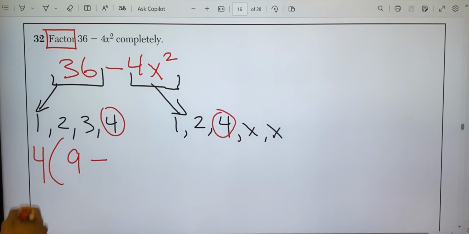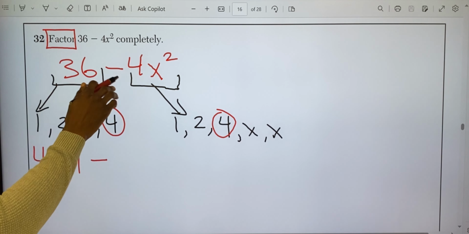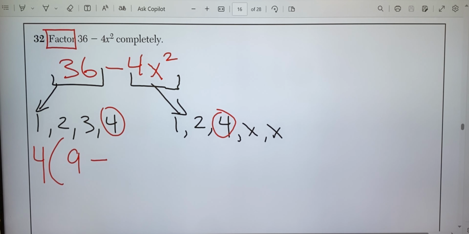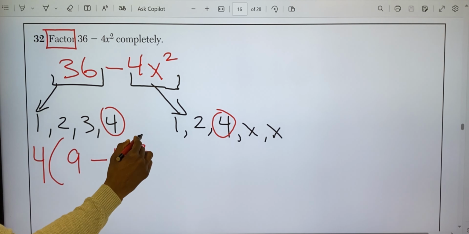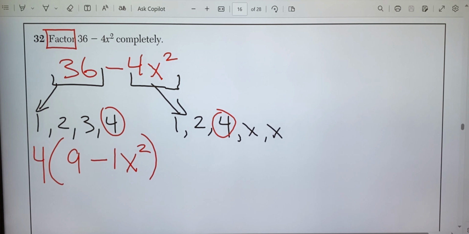Minus 4 times what equals 4? Or 4 times what equals negative 4, I should say. Negative 1. So I'm going to put minus 1. And then I'm going to throw my x squared in there. Close the parentheses. Now, do we really have to put the 1 there to know that that's what belongs there? I'm just going to take this out to avoid confusion. You don't have to.